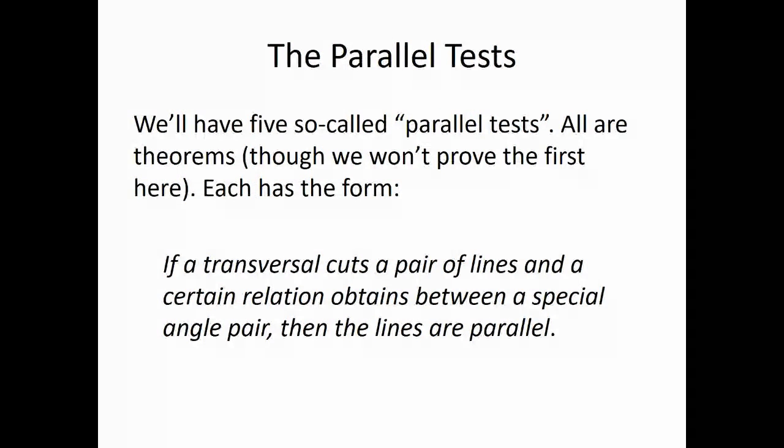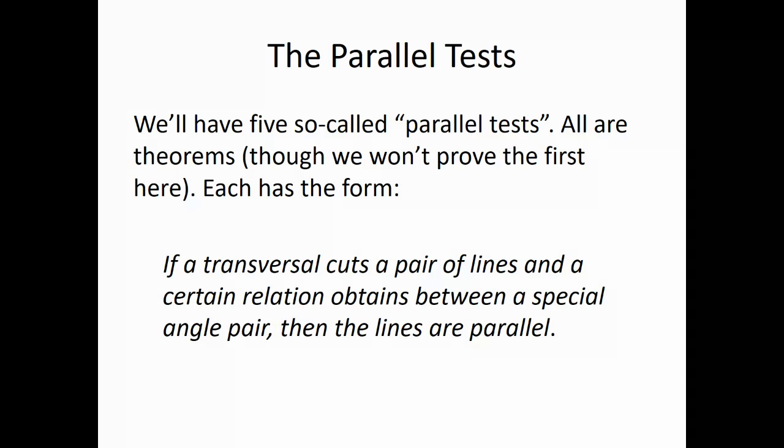All right, now some theorems. The first set of theorems that we will consider, that we will prove, some of them together, are called the parallel tests. Okay, these are all theorems, but we will not take the time to prove the first in this summary. And each of them has the form: if a transversal cuts a pair of lines and a certain relation obtains between a special angle pair, like, say, consecutive interior, then the lines are parallel. Notice the conclusion. We conclude in all of these that lines are parallel. And that's why I call these the parallel tests.